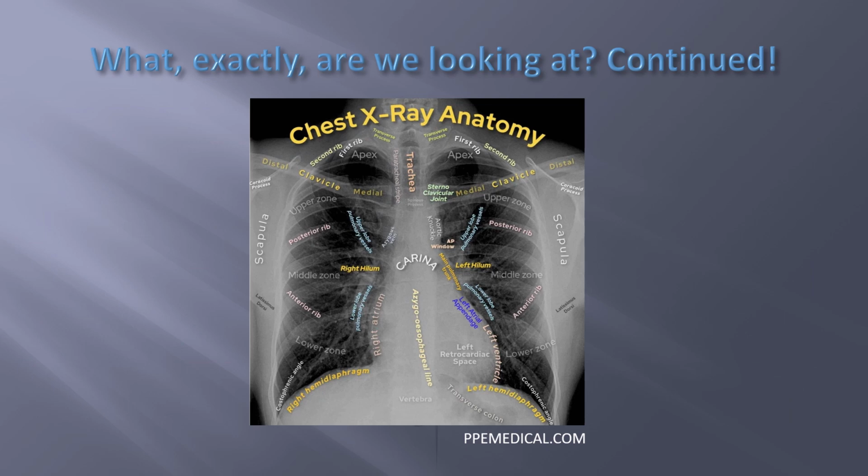And what exactly we're looking at continues. So we're going to superimpose our understanding of anatomy onto the X-ray image, and we're going to look for what's normal and what's abnormal on the X-ray to support or confirm our differential diagnoses. So we'll be going through different images to determine what's going on with this patient.